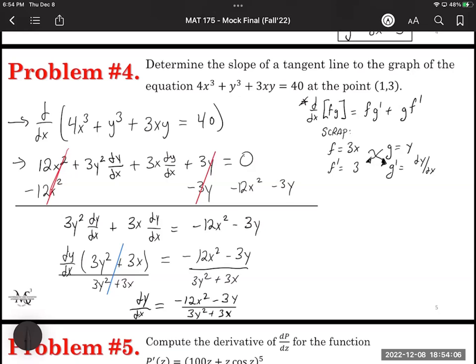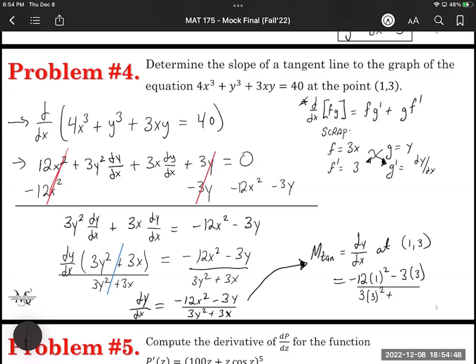Since I have my derivative, I can now find the slope of the tangent line. So we say that m tangent is equal to dy/dx evaluated at the given ordered pair, 1, 3. Wherever I see an x, I replace it with the number 1. Wherever I see the variable y, I replace it with the number 3. This will give us negative 12 times 1 squared minus 3 times 3 over 3 times 3 squared plus 3 times 1.